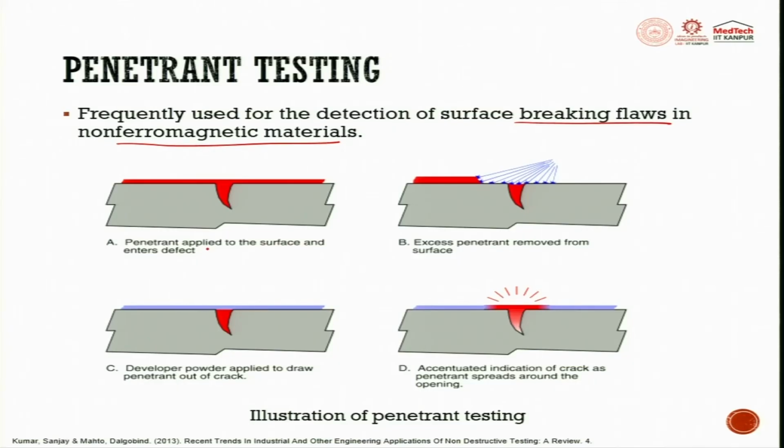Penetrants are applied to the surface and enter the defect. Then the excess penetrant is removed from the surface. The developer powder is applied to draw penetrant out of the crack. Then we get an accentuated indication of the crack as the penetrant spreads around the opening. So we get information about the crack: the amount of penetrant that is spread and how the developer powder draws it. The amount and the shape of the penetrant also tell us what the crack behavior and crack shape are.